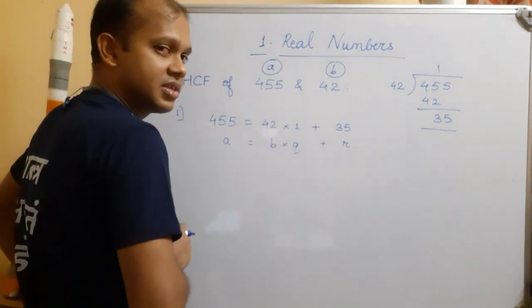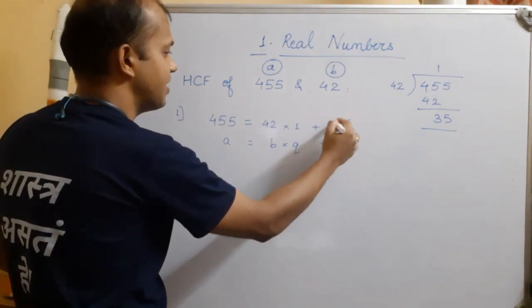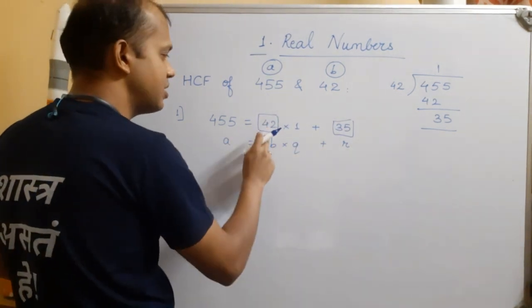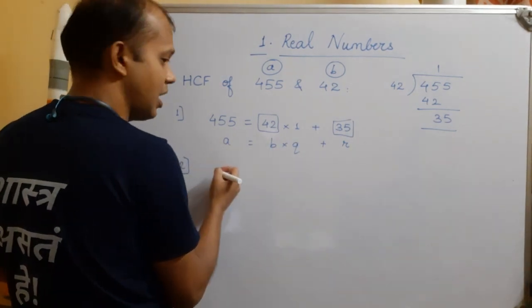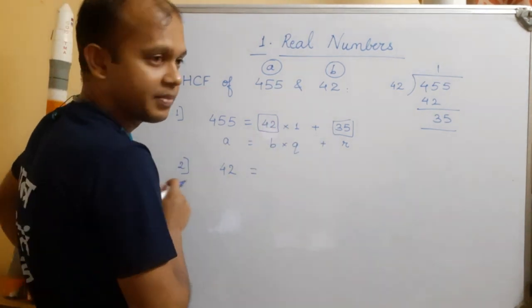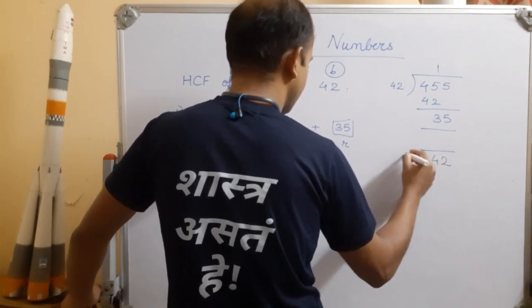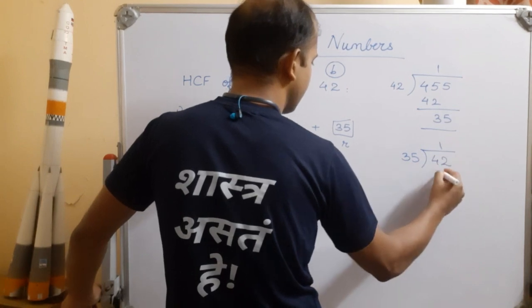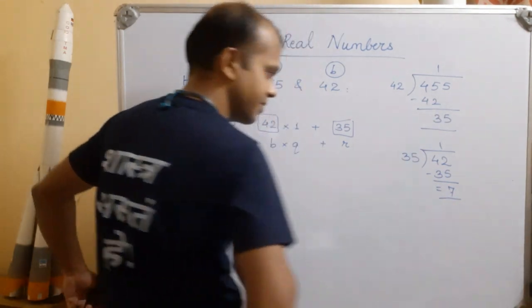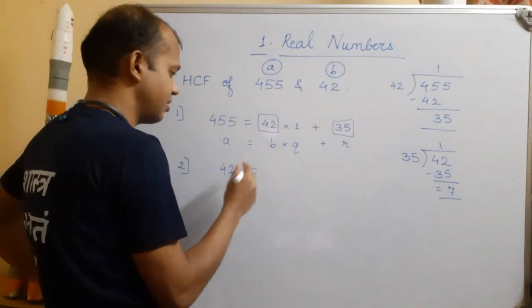Now we repeat this process, but now we change the values of A and B. If you see, we obtained 35 as the remainder and 42 as our B. We will use these two numbers further. See how? Let us divide 42 by 35. Let us express 42 in terms of 35. So what we will get? Let's see. 42 divided by 35. So 35 ones are 35 and our remainder is 7. We got the remainder smaller than the divisor, stop the division and then write the statement.